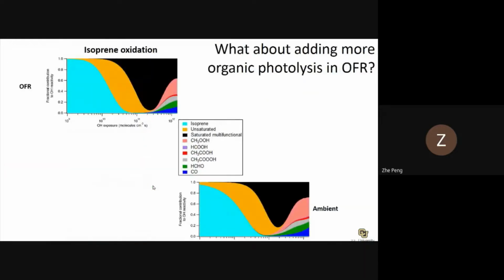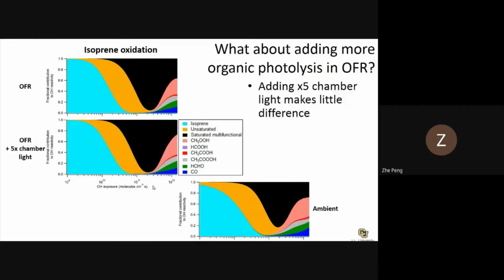I just mentioned lack of organic photolysis is a problem in OFR. Can we deal with this problem by adding more organic photolysis, for example, chamber lights? The simple answer is no. Adding 5 times chamber lights makes little difference in terms of the max fractional contribution from the multifunctional species in isoprene oxidation.